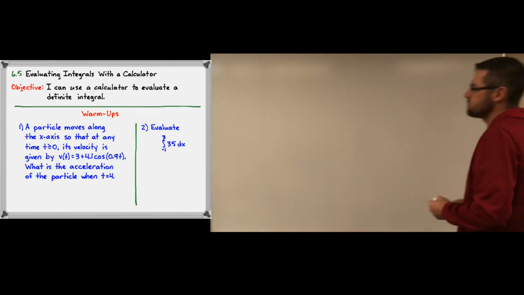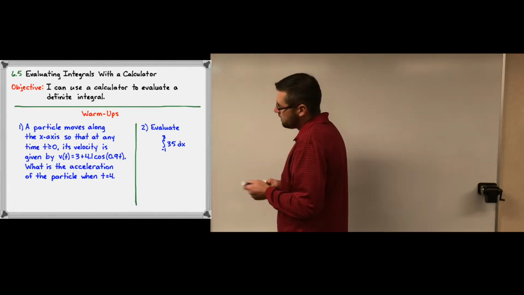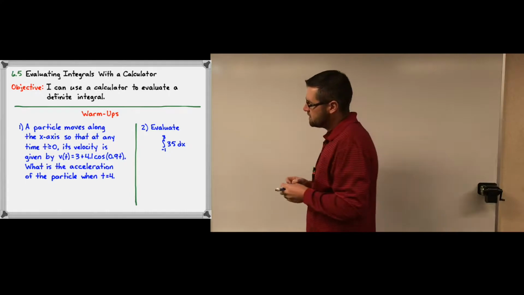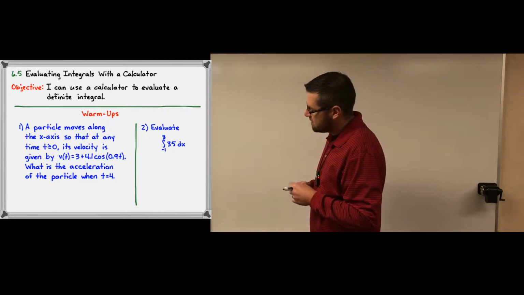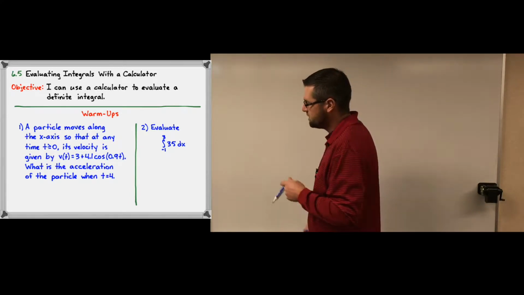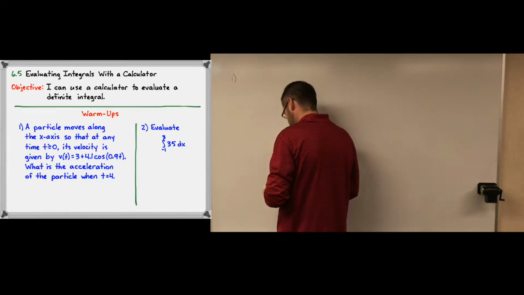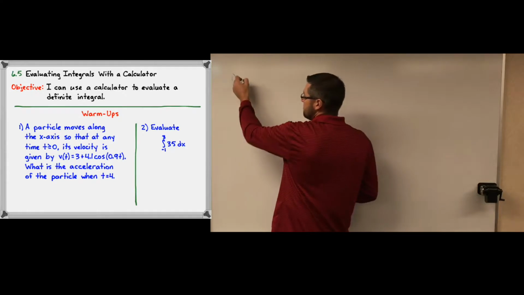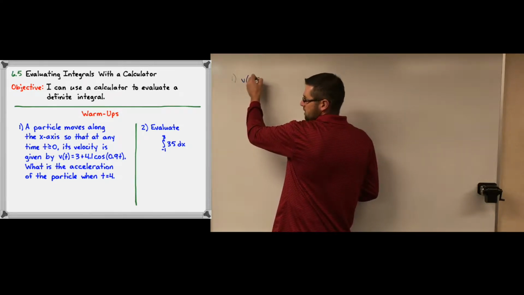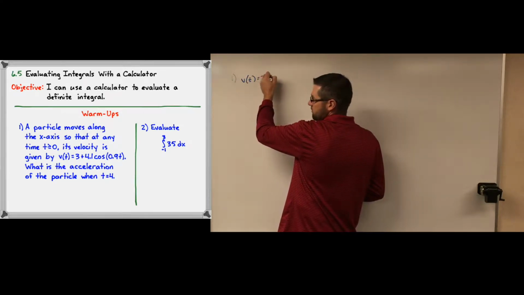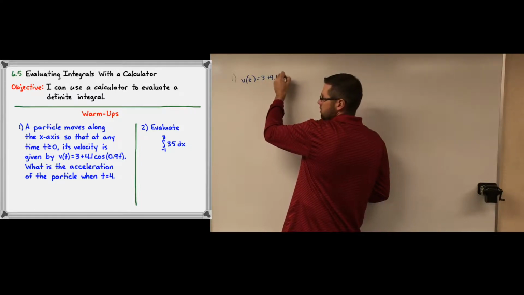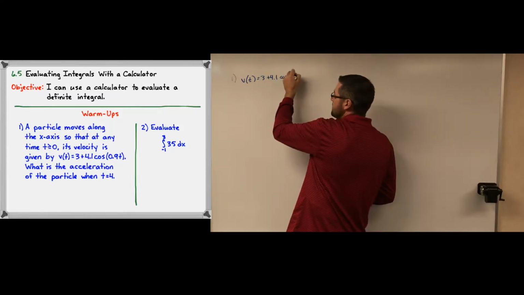Okay, number one. A particle moving along the x-axis is given, the velocity is given by that function. What is the acceleration? So what do I have to do to find the acceleration? Take the derivative. So v of t equals 3 plus 4.1 cosine of 0.9t.